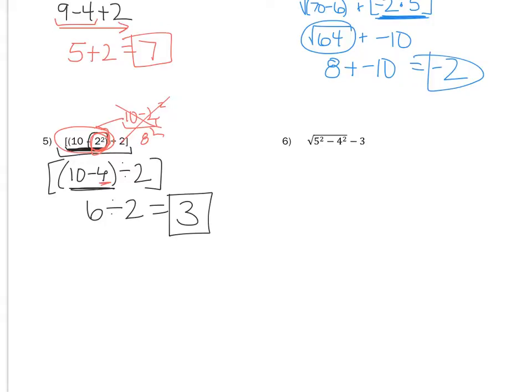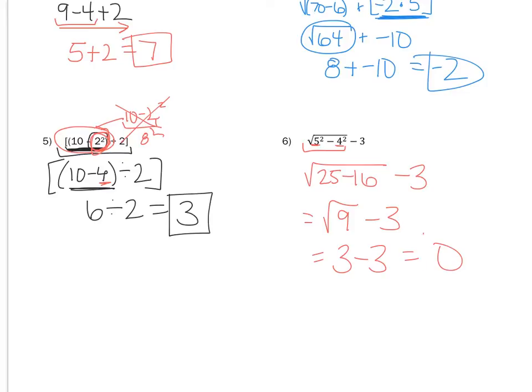Okay, moving on, last one. We've got our grouping right here in our square root. So what I would do is do the exponents first within that. We get the square root of 25 minus 16, and then minus 3 is not even included in that square root. So we'll go 25 minus 16, and we get the square root of 9 minus 3. Well, the square root of 9 is 3 minus 3. We end up getting 0 as your solution.